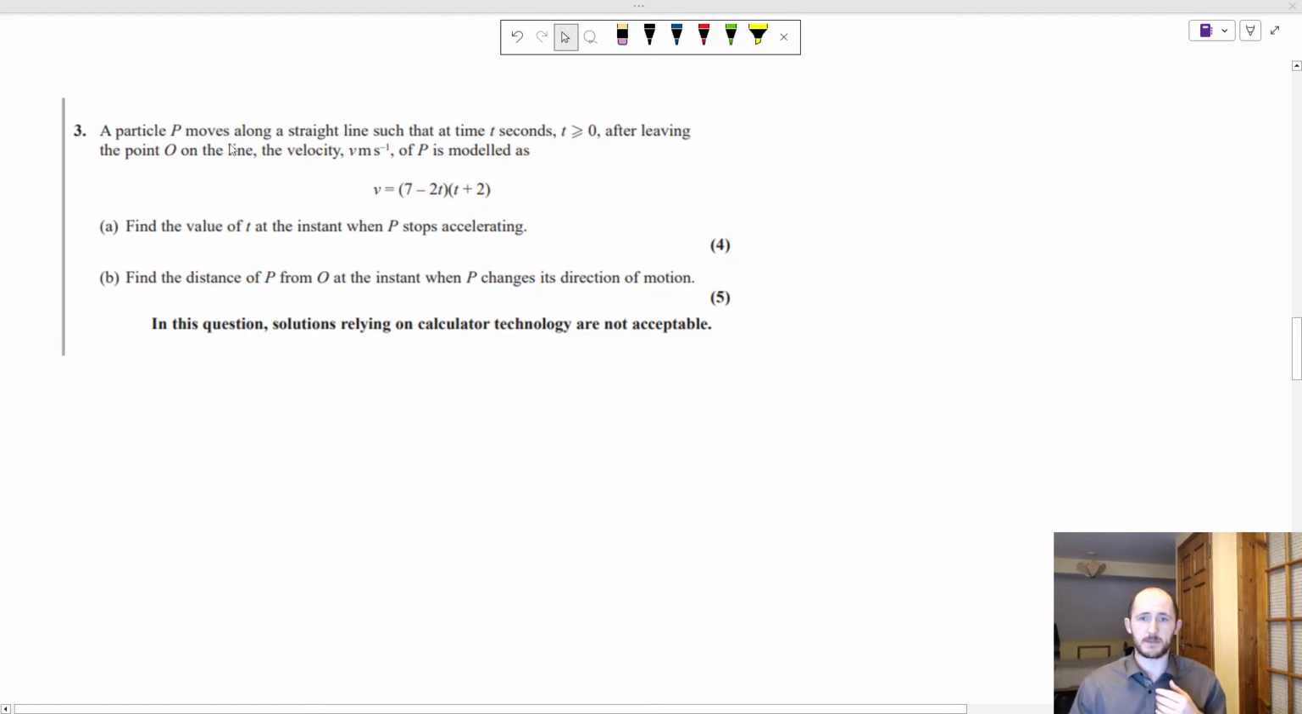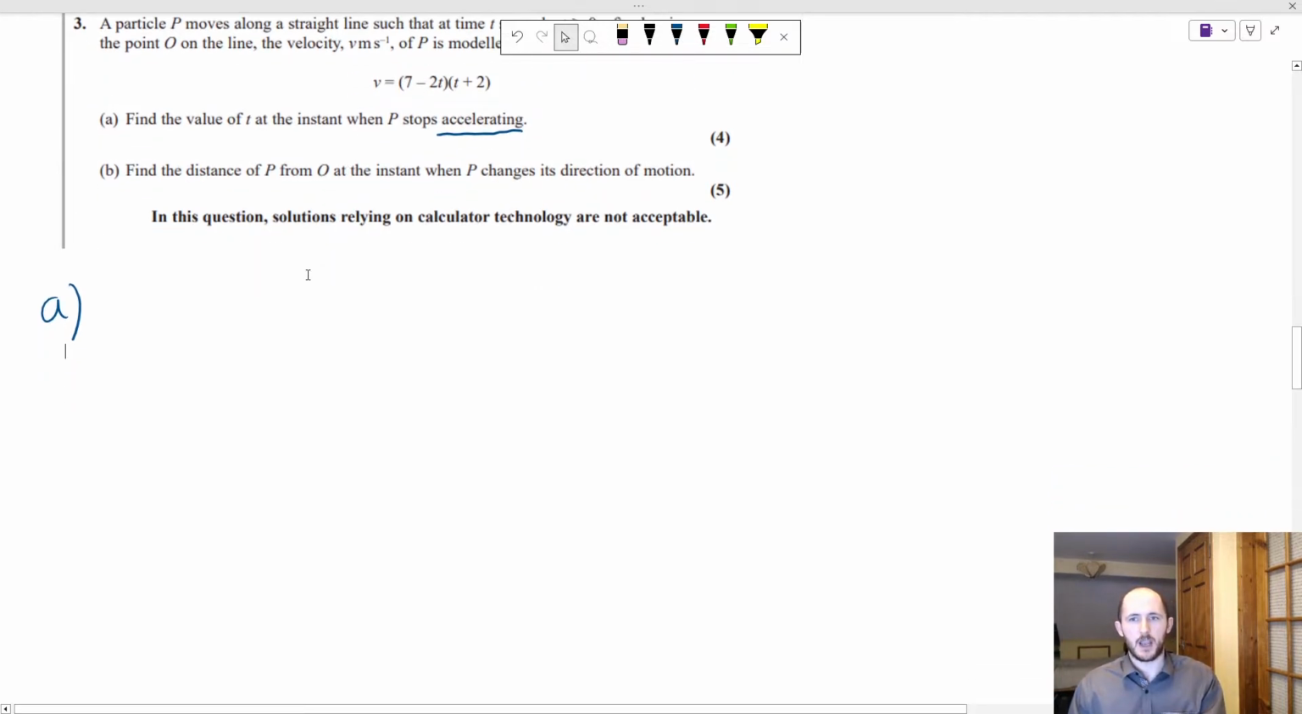It says a particle P is moving along a straight line, such that at time t seconds, t is greater than or equal to 0, after leaving the point on the line, the velocity is this. Find the value of t at the instant when P stops accelerating. So, part A.